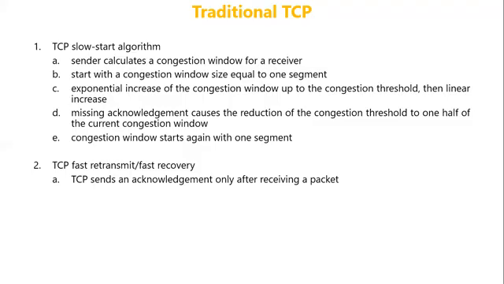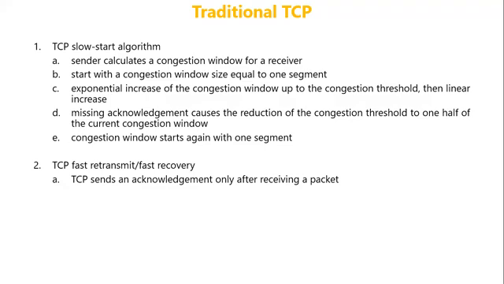After setting the threshold to half of the congestion window, once again TCP will make the congestion window size one segment, and again it starts sending a single segment. Then again it will start the slow start. The exponential growth starts once more up to the congestion threshold. Then the window grows in linear fashion.